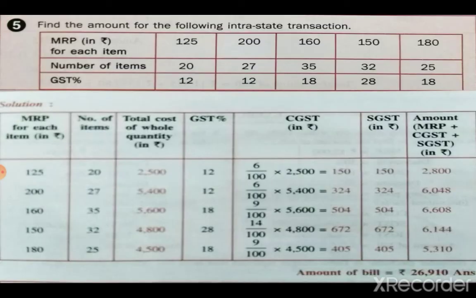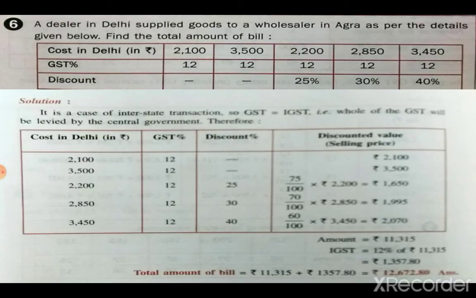You will find selling price. Now to find selling price, as I have told you, you will do 2100 and discount, but here no discount is given. So we will write cost in Delhi only as the selling price. So it will be 2100. Same 3500, discount is not given, so you will do 3500 as selling price. Now here discount is given, so 100 minus 25 is 75.